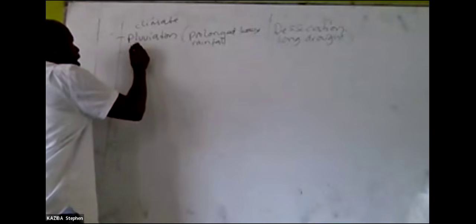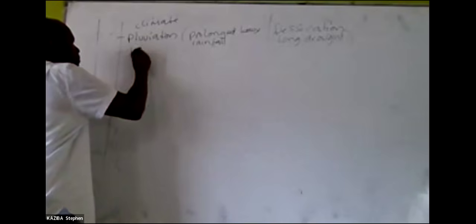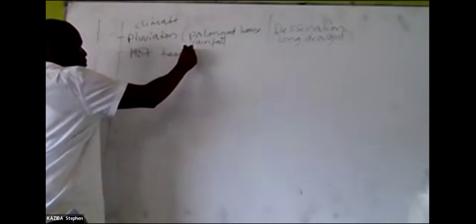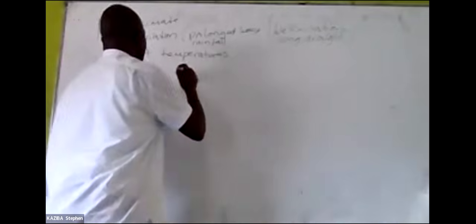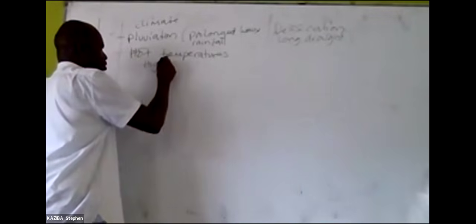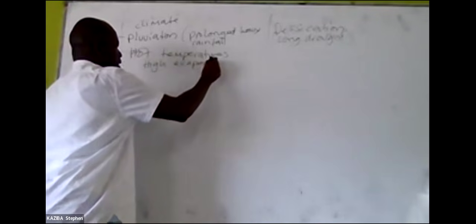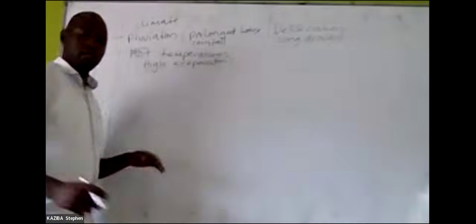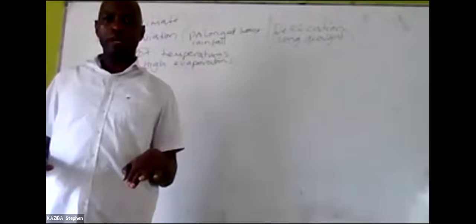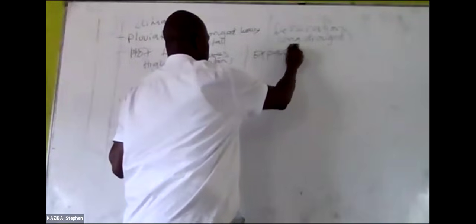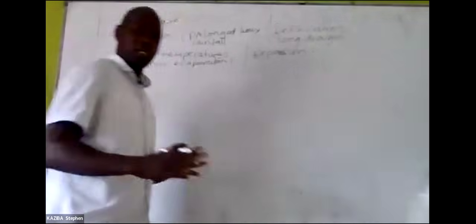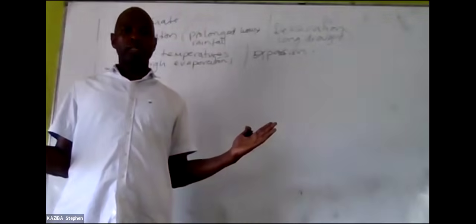Then you go to another point, which is hot temperatures. Hot temperatures do two things. Of course, under hot temperatures, we have high rates of evaporation. High rates of evaporation from water bodies lead to a fall in the level of the sea, whereas expansion of water molecules leads to an increase in the level of the sea.